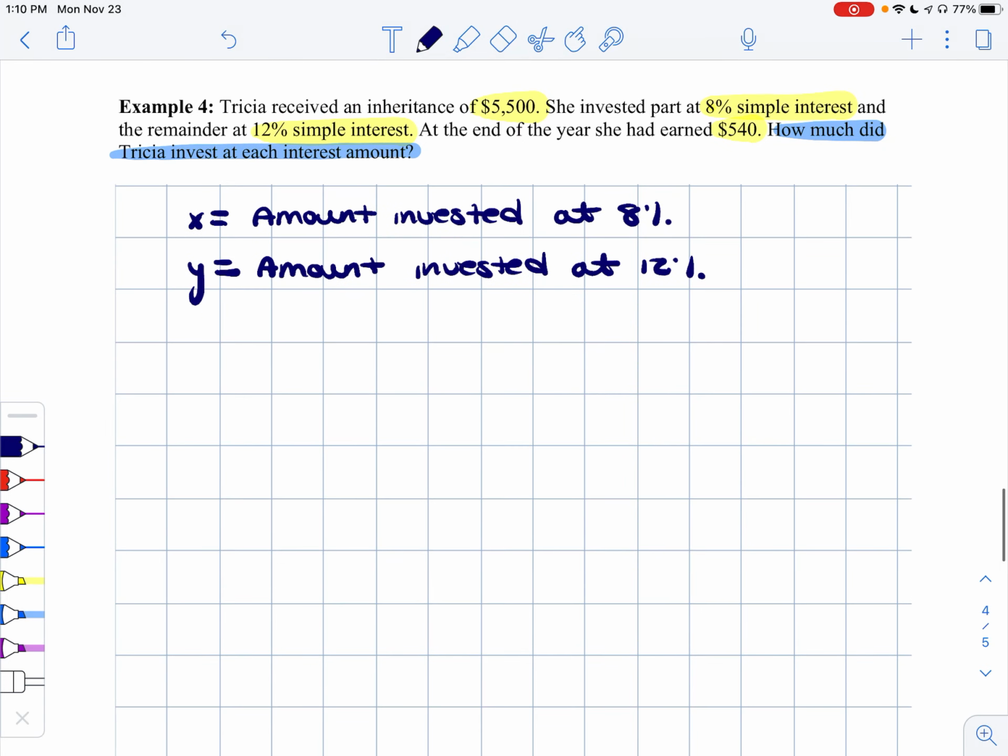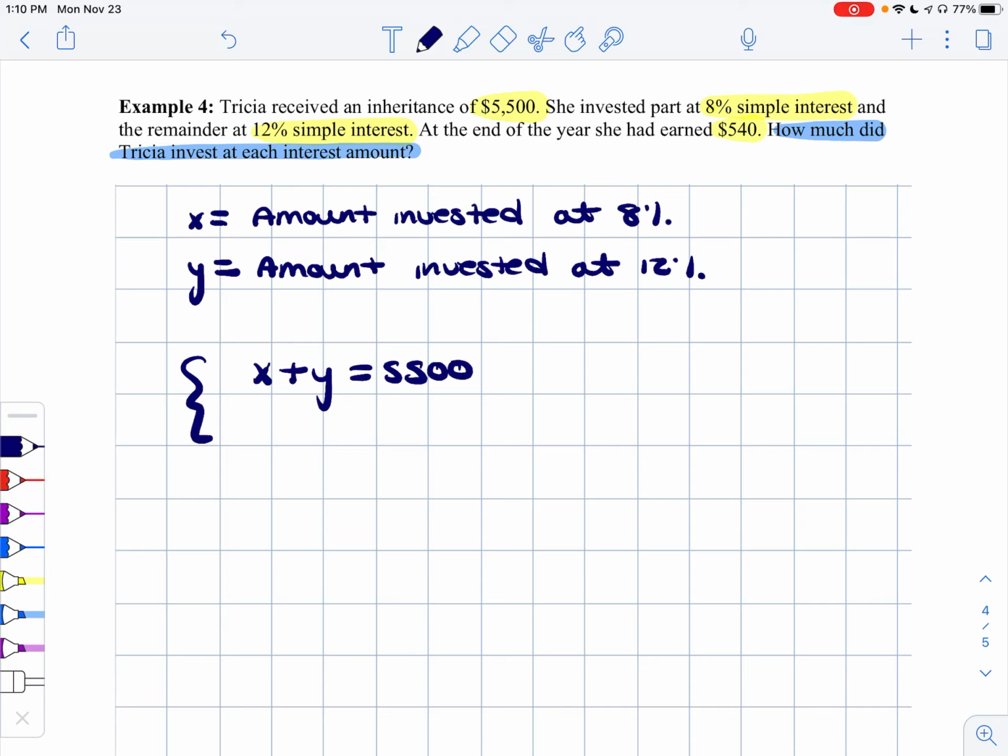All right, then we want to build our system. So if we read through what we have, the two things that are being discussed on this one are the total amount of money that she's investing and the total amount of interest that's being earned. So let's just start with the investment. We know that she's investing X dollars at 8%, she's investing Y dollars at 12%, and she has a total of $5,500 to invest. So that would be x plus y is equal to 5,500. Okay, so the two amounts that are being invested for the total of the $5,500.